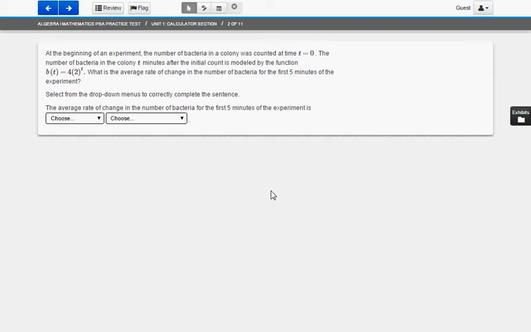At question number 2 on the non-calculator part of the performance-based assessment for Algebra 1. It is the 9th question overall, and it says this: at the beginning of an experiment, the number of bacteria in a colony was counted at time t equals 0. The number of bacteria in the colony t minutes after the initial count is modeled by the function b of t equals 4 times 2 to the t power. What is the average rate of change in the number of bacteria for the first 5 minutes of the experiment?